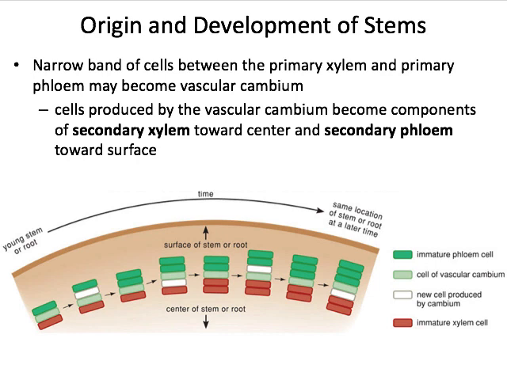Now, as these stems are growing in girth, which is to say lateral growth, we'll have narrow bands of cells that form between the primary xylem and the primary phloem, and this may become a vascular cambium in some species. For example, any species with woody tissue is going to have to develop a vascular cambium. The cells produced by the vascular cambium become components of secondary xylem towards the center of the stem and secondary phloem towards the outside surface of the stem.